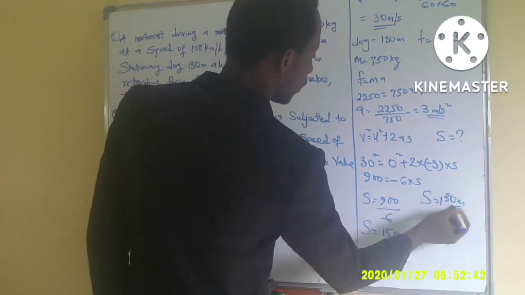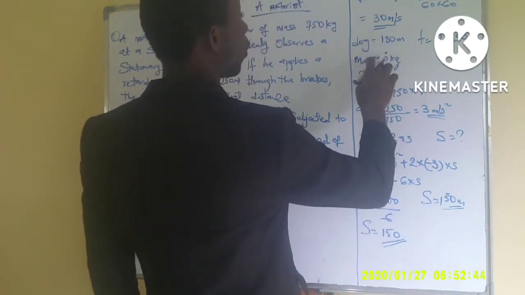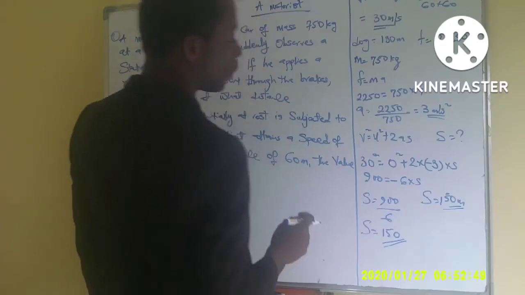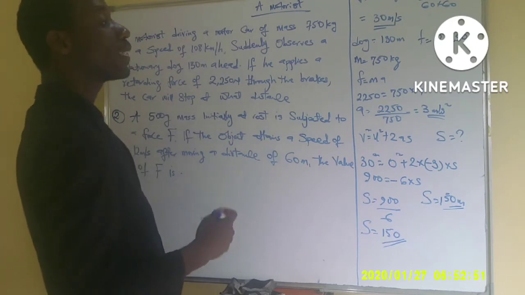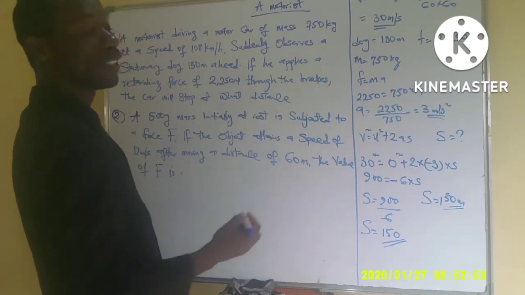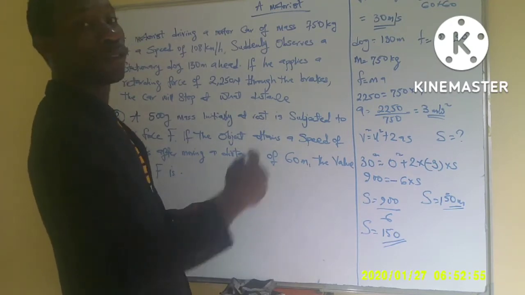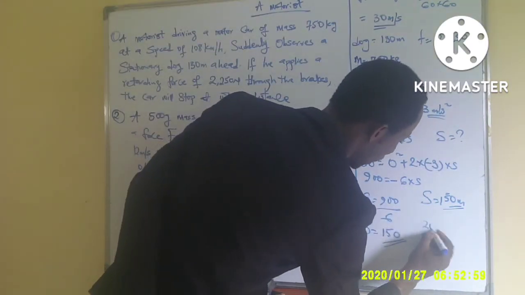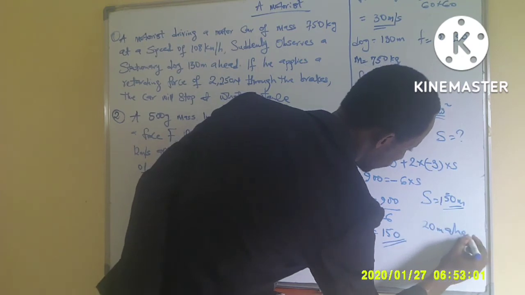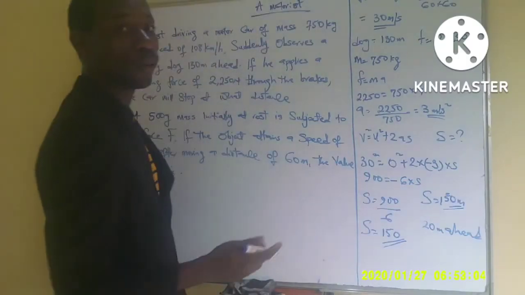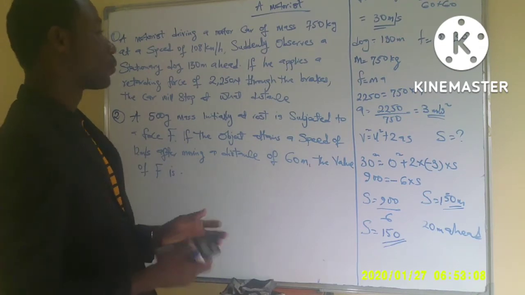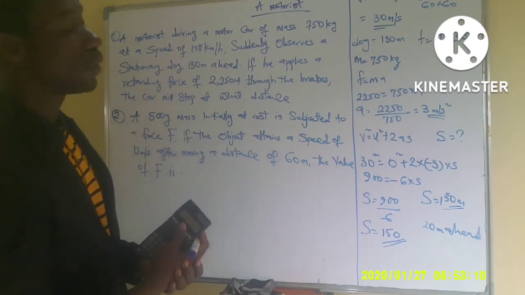So now the question is, the dog is at what point? The dog is at 130 meters. So the question is, will the car hit the dog? Yes, the car will hit the dog, and then we still move about 20 meters ahead of the dog. So that means the car will eventually hit the dog. So it's a sad issue for the dog.